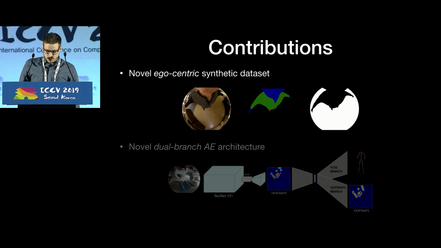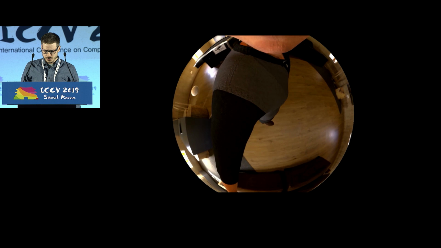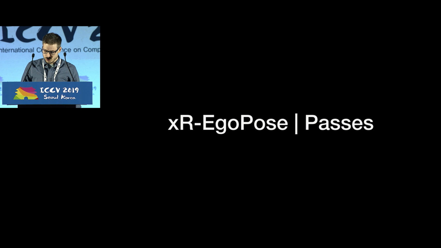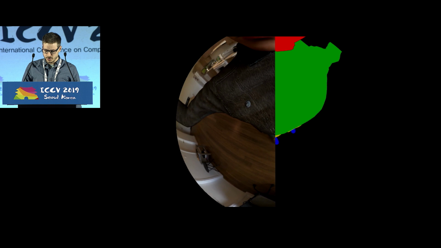The contributions of our work are twofold: the introduction of a new photorealistic synthetic dataset and the novel neural network architecture. We present XR-EgoPose, a new egocentric dataset with around 400,000 images. The dataset features 46 characters, 23 males and 23 females. It has been designed to maximize variability, with actors of different skin tones performing various actions under different lighting conditions and environments. All images contain per pixel ground truth information: depth, surface normals, and semantic segmentation.